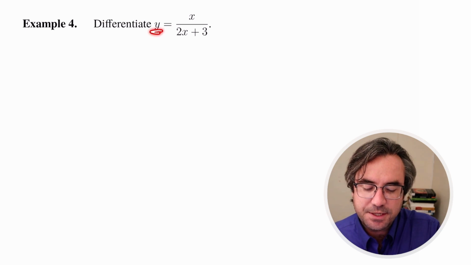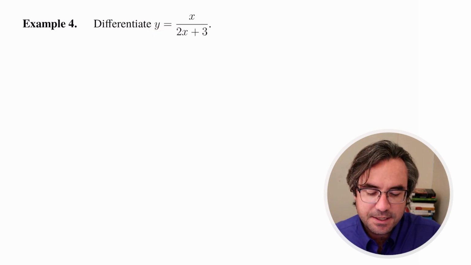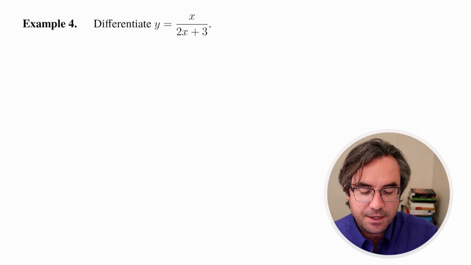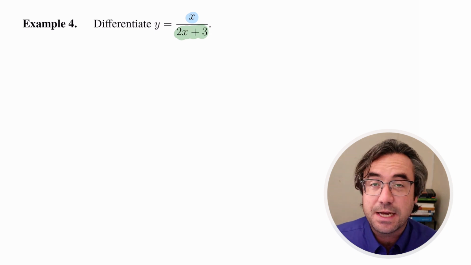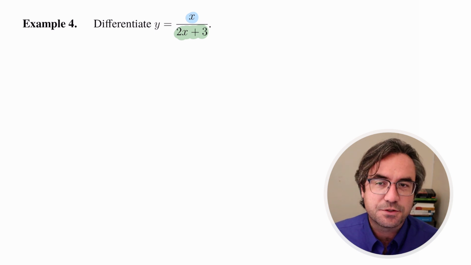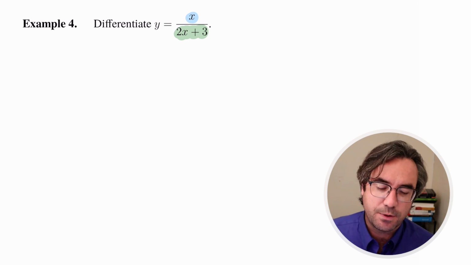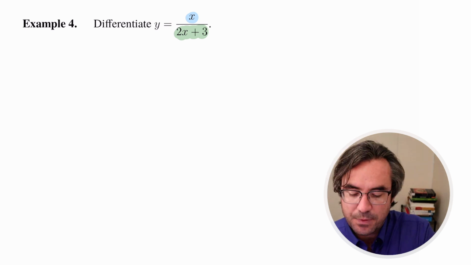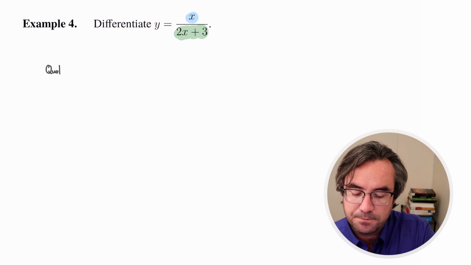So we want to differentiate this function y, and it's equal to x divided by 2x plus 3. So the first thing we want to look for is, well, we have a fraction, and there's variables on both the top and the bottom. So we really only need to use quotient rule if there's variables in both places, which this one has. So we're going to calculate y prime. And to do this, we're going to use quotient rule.